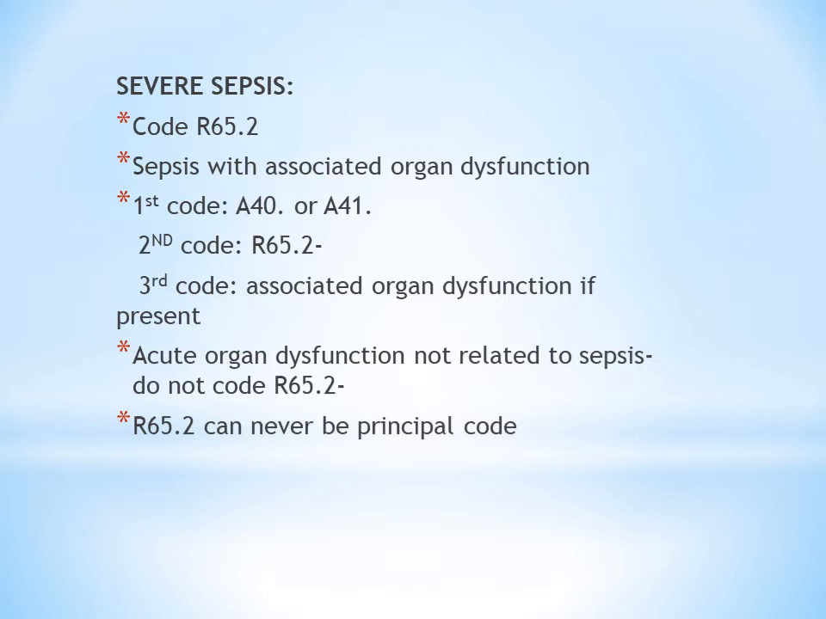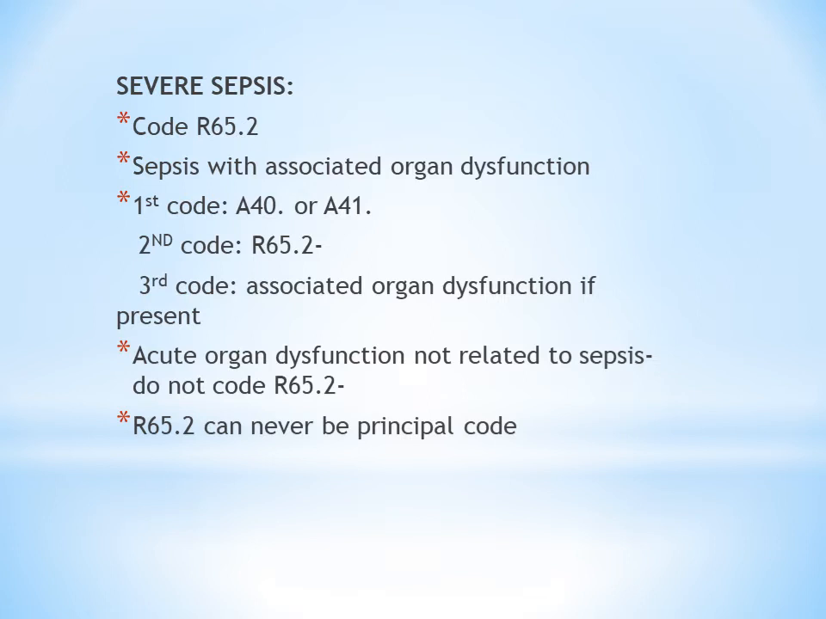The condition here is that R65.2 can never be given as the principal code. Even in a case of severe sepsis, the first code should be that of the underlying systemic infection, here sepsis. So the first code will be the A40 or A41 sepsis code and the second code will be the R65.2 severe sepsis code.